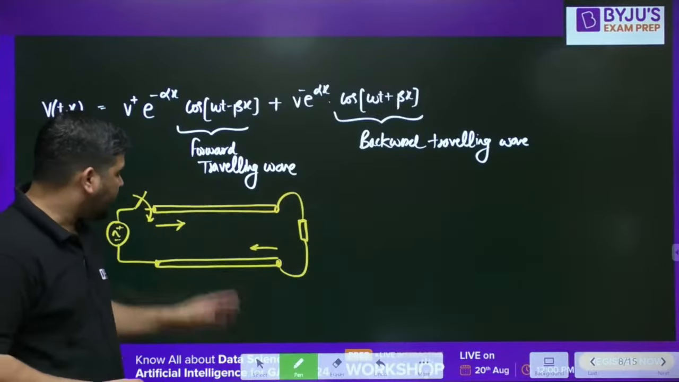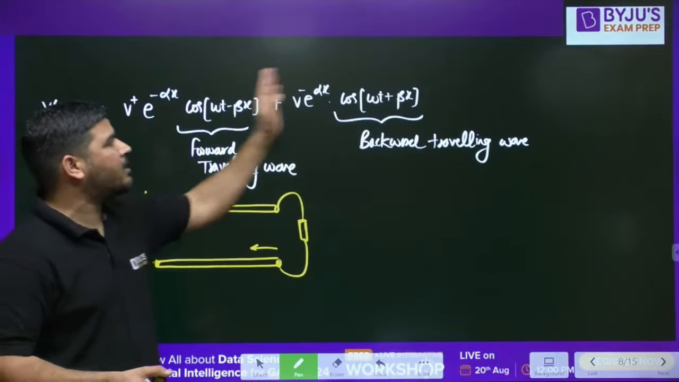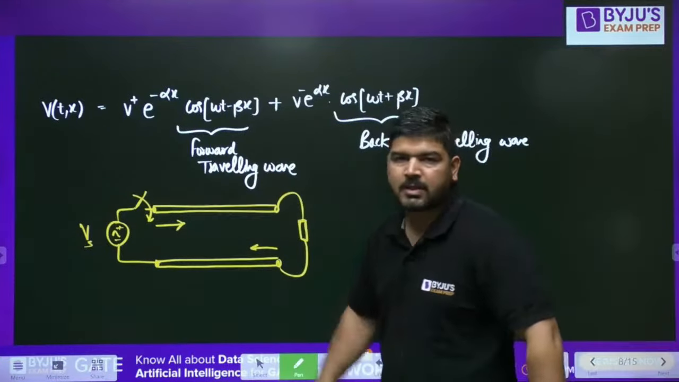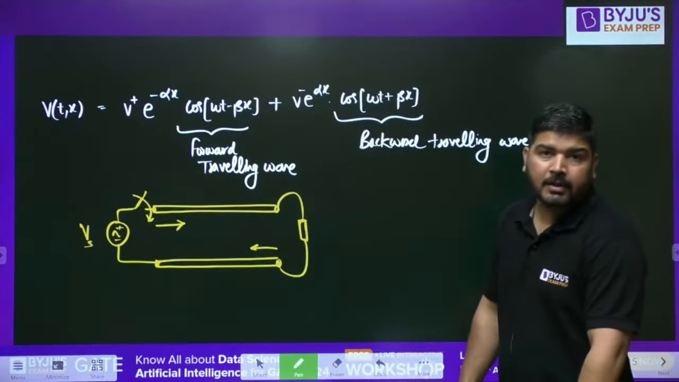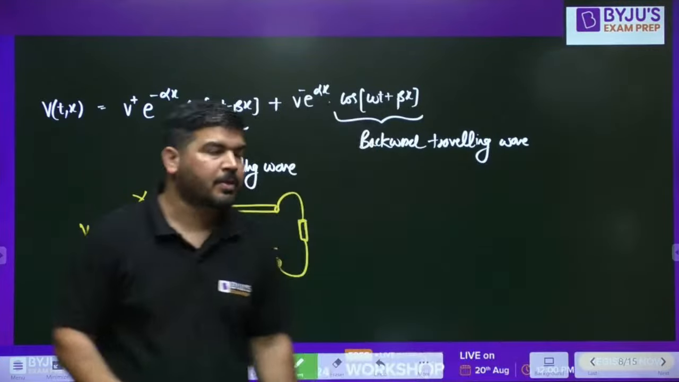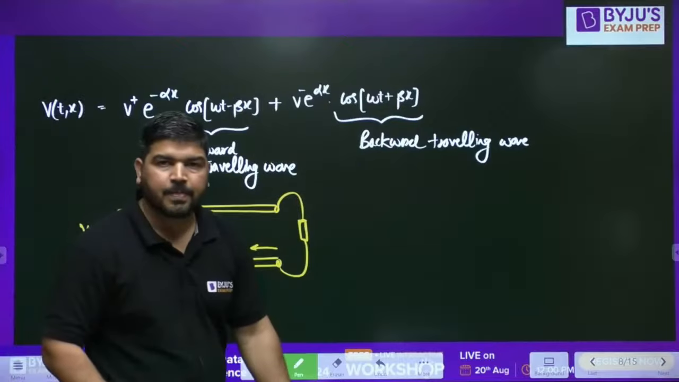Under steady state, on the transmission line, you will have forward as well as backward waves. You will have the summation of these two waves on the transmission line. So if you want to look at the transmission line under steady state, then both the waves will be present on the transmission line, forward as well as backward.